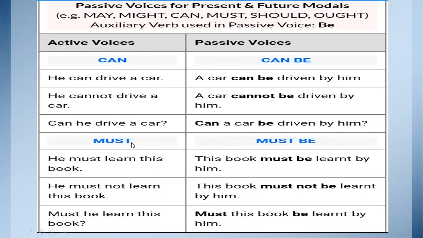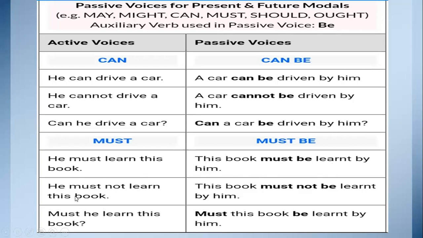Now for the modal must. He must learn this book. This book must be learned by him. Now, learned is my third form of the verb. Please, students, make sure you put learned. You put a T at the end. Please don't put ed. That is not the second form. The third form is learned. It's a T in the end, okay? So, this book must be learned by him.